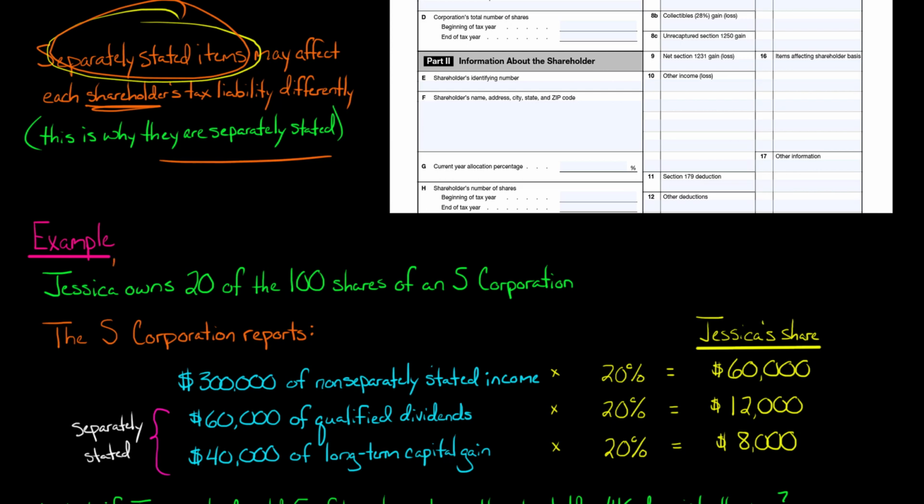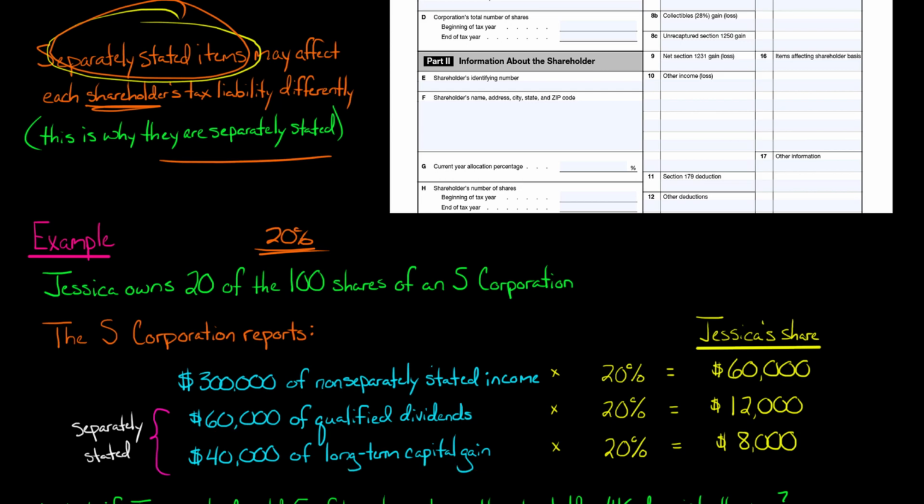So let's say that Jessica owns 20 of the 100 shares of an S corporation. So she owns 20% of the shares. So that's her pro rata share. So she's going to get 20% of any non-separately stated income or loss, and any separately stated item. So let's say that the S corporation reports $300,000 of non-separately stated income. But then in addition to that, the S corporation also reports $60,000 of qualified dividends and $40,000 of long-term capital gain.